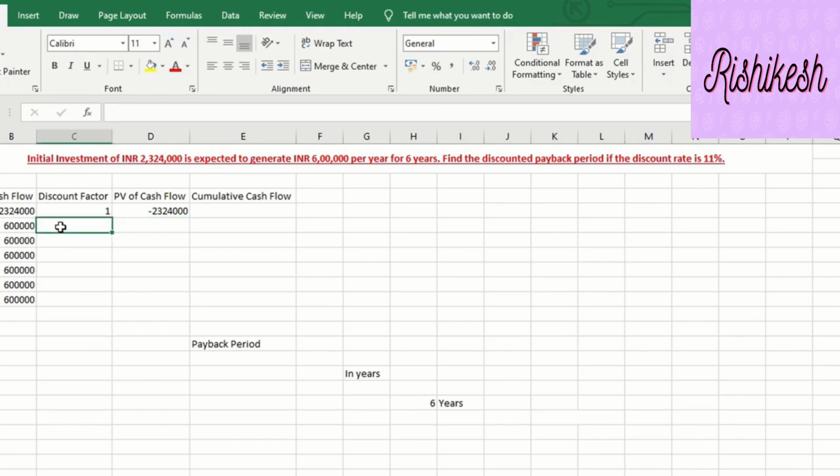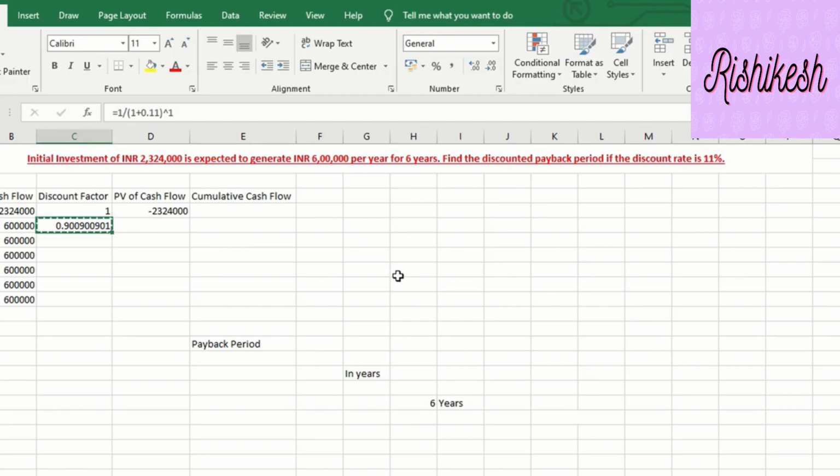Now, in case of year 1, meaning after 1 year, what will be the discount factor? The discount factor is given by 1 divided by (1 plus I), where I is the discount rate. And what is it? 11%. So 11% will be written as 0.11. Bracket closed, to the power of 1. Why? Because the period is 1, from 0 to 1. So that will be the discounting factor and that comes out to be 0.9009.